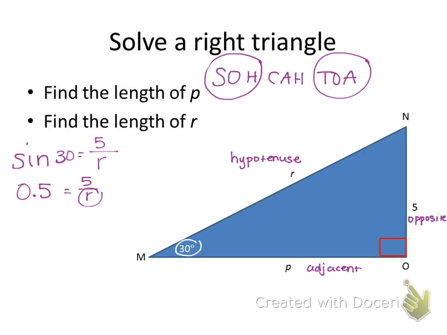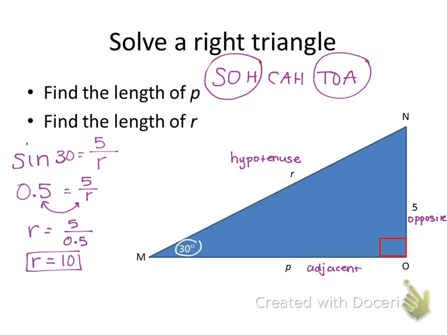Okay? So if I want to make it easier on myself to solve this, I can just switch the variable and the sine. And I'm going to write r is equal to 5 divided by 0.5. Plug that in my calculator and solve for r. When I plug that in, what do I get? 10. There's one of my side lengths right there.